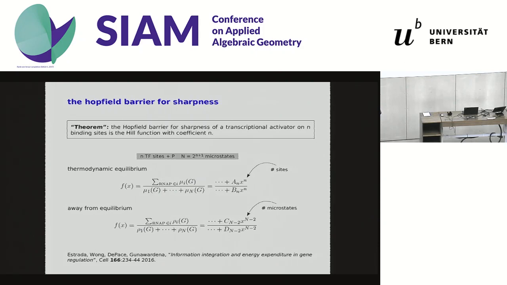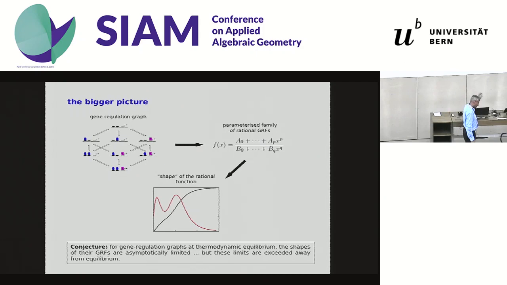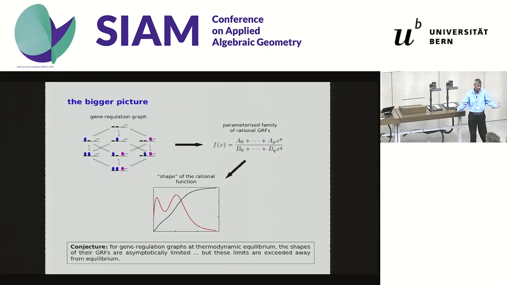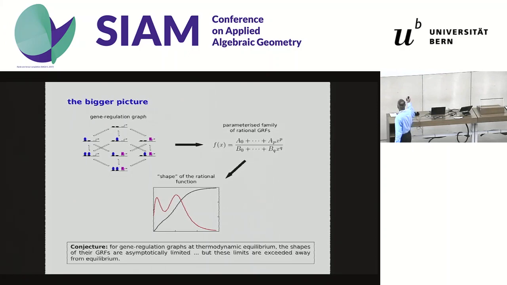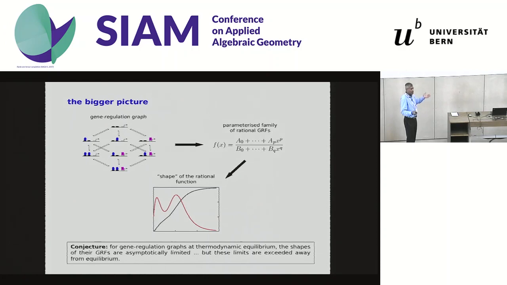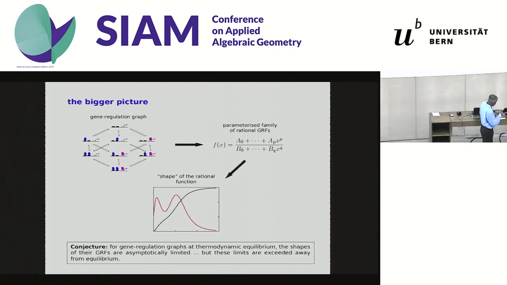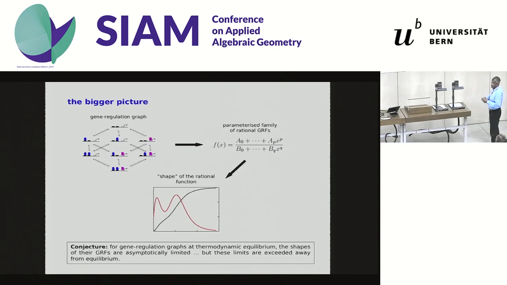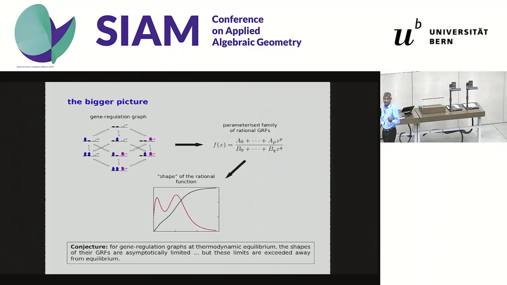All right, so I just wanted to flash this up to say that what I think is going on here is something much deeper than this particular example. I think this is really a statement about what happens at thermodynamic equilibrium, and that somewhere in the background, we can look at any kind of gene regulation graph. We can calculate these gene regulation functions, which might be functions of many variables, and have measures of the shape of these, which depend on the kind of information processing the gene is doing. And there's a theorem there that says, at equilibrium, these things are asymptotically bounded.